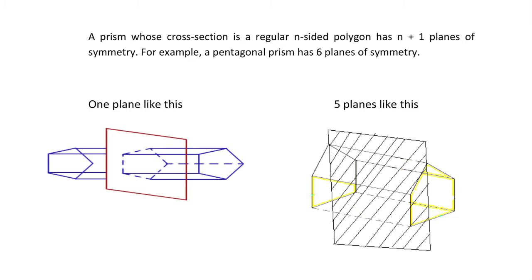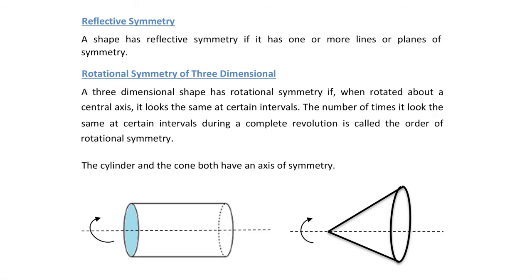One plane like this, and then 5 planes like you can see on your screen. Then let's look at reflective symmetry. A shape has reflective symmetry if it has one or more lines or planes of symmetry. If it has one or more lines or planes of symmetry, then it has reflective symmetry.